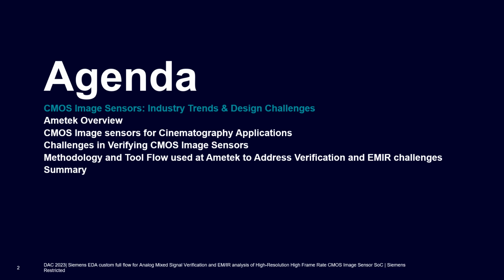This is the outline of my talk. First, I'll talk about some industry trends and design challenges related to image sensors. I'll give a brief overview about our company Amatec. I'll talk about CMOS image sensors specifically for cinematography applications. Then I'll talk about some challenges in doing verification of image sensors. And then I'll present a methodology and tool flow from Siemens EDA that we use at Amatec to address these verification challenges along with some of the EMIR challenges. Finally, I'll conclude and present a summary.